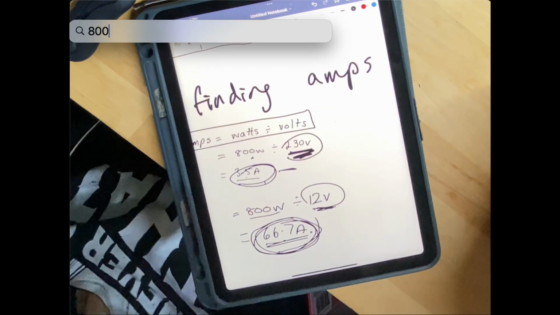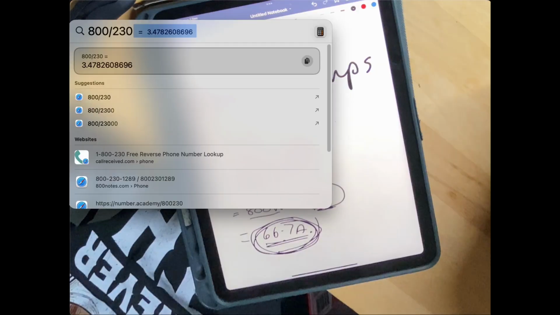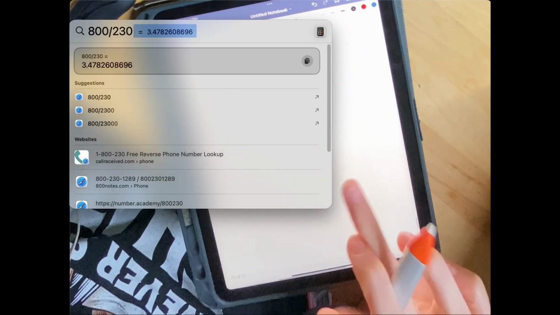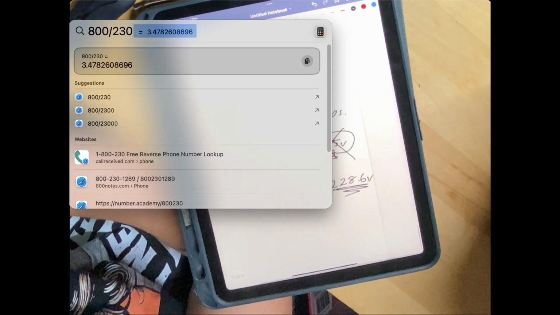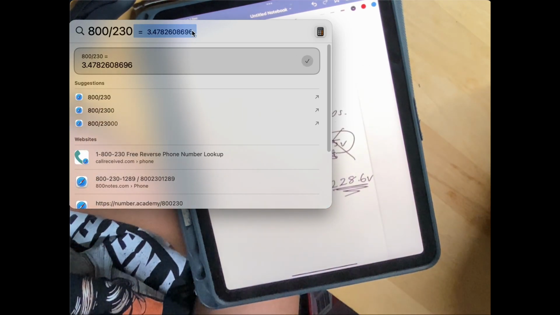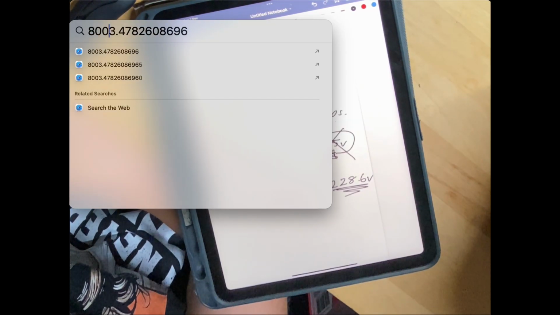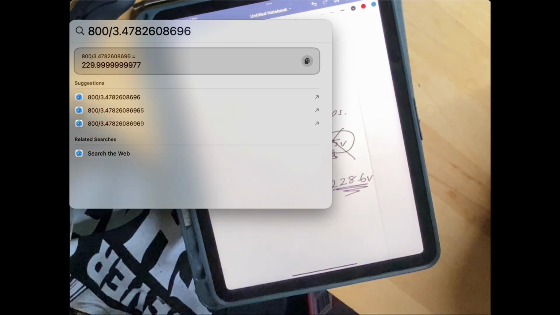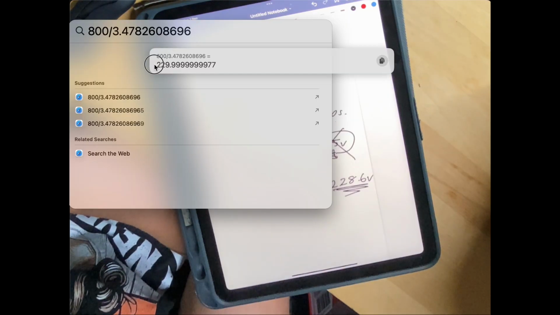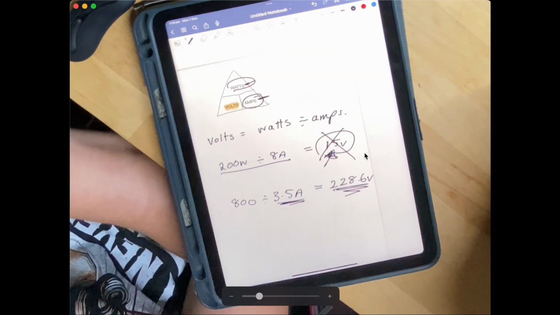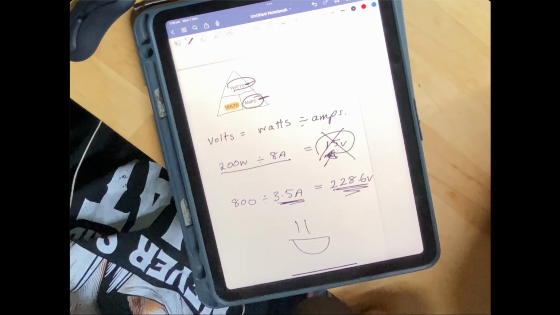So if we go 800 watts on the calculator divided by 230 volts, it gives us 3.47. Then we're going to use that number, copy that, paste it, and remember we needed the watts, so 800 watts divided by the amps, and would you look at that, 229.97, so 230 volts. Okay, you happy? You believe me? Yay! Happy little veggie minds!